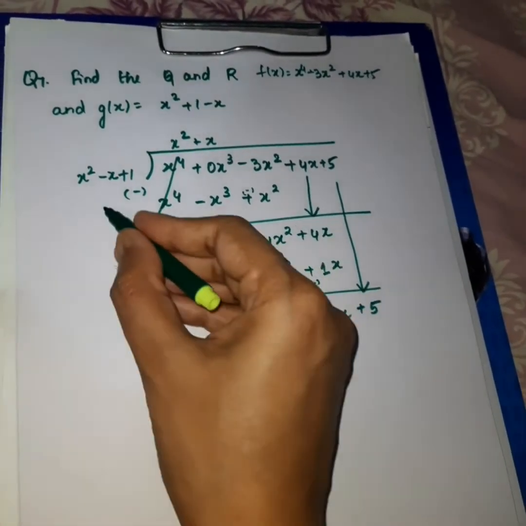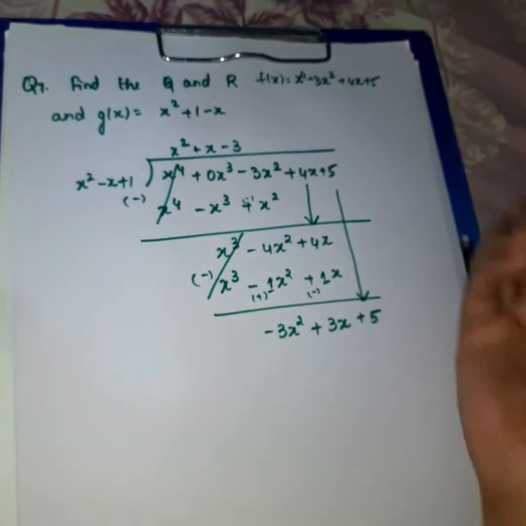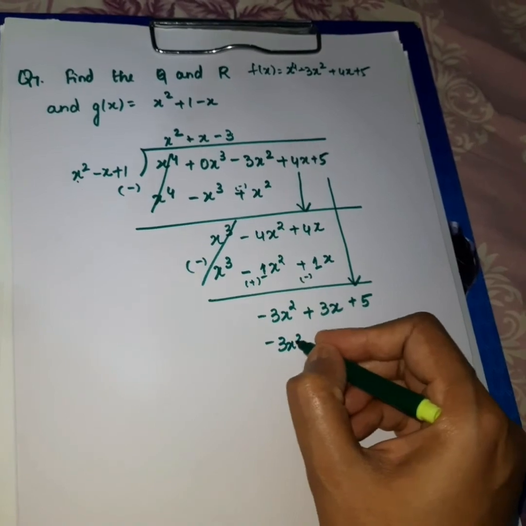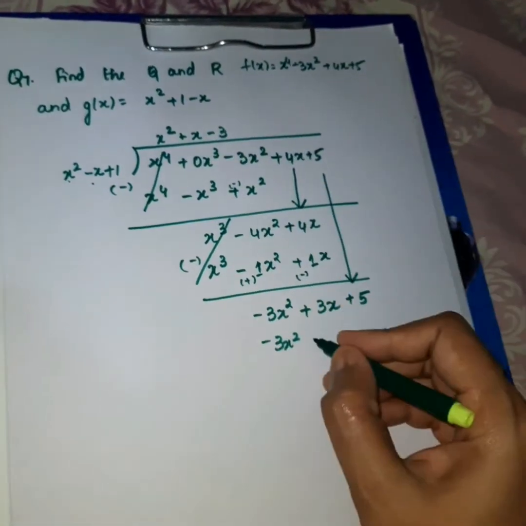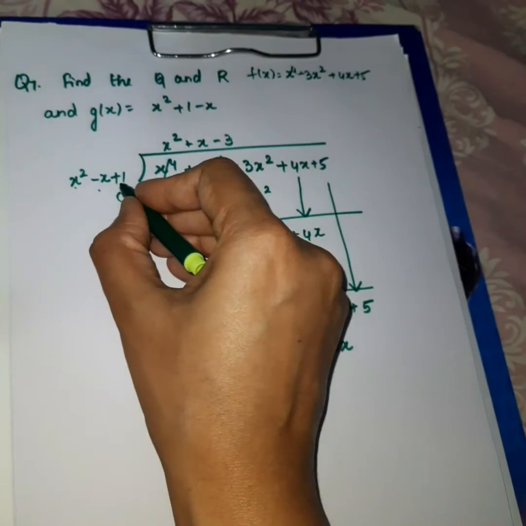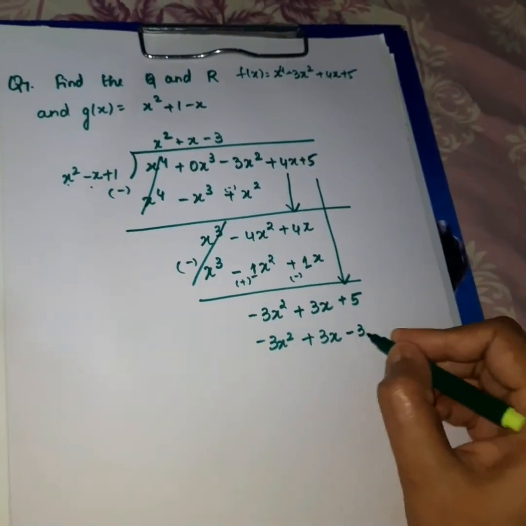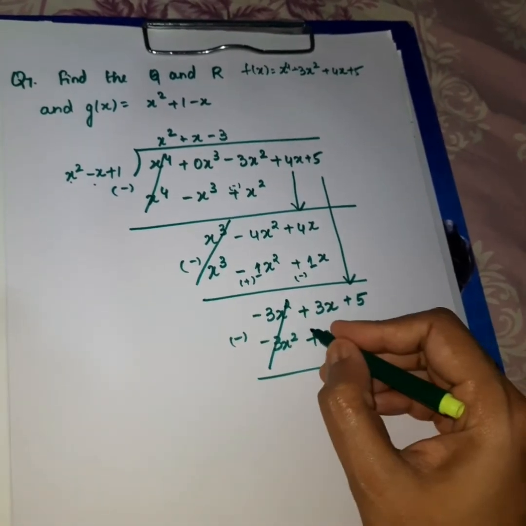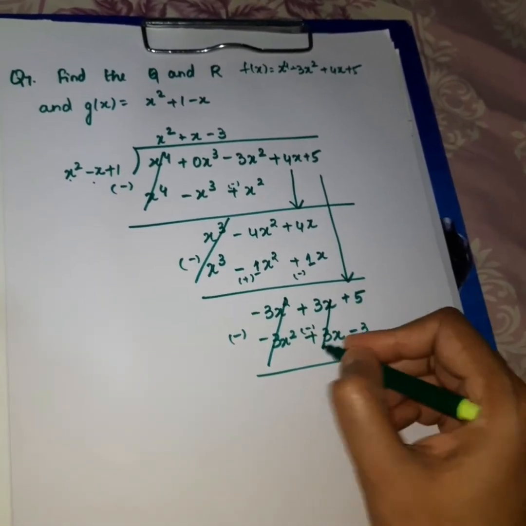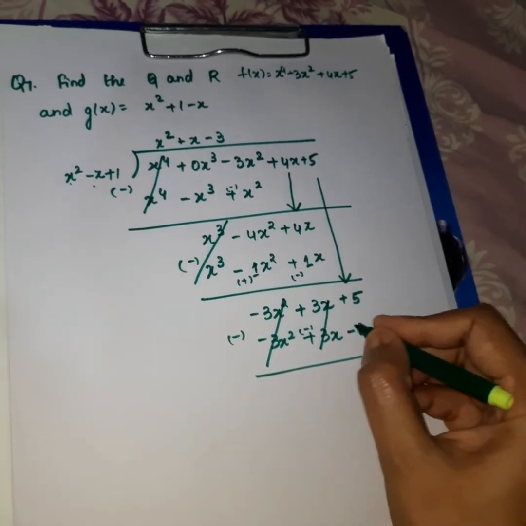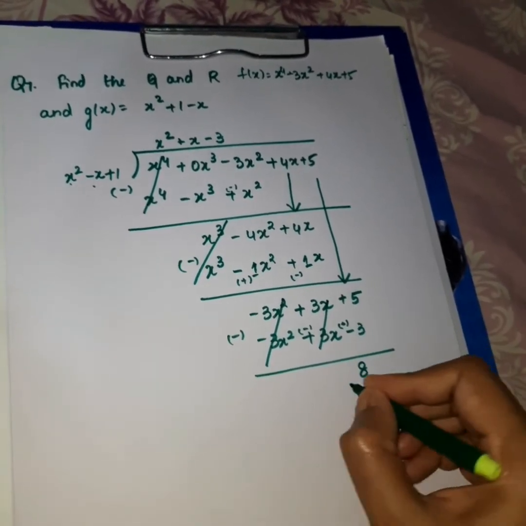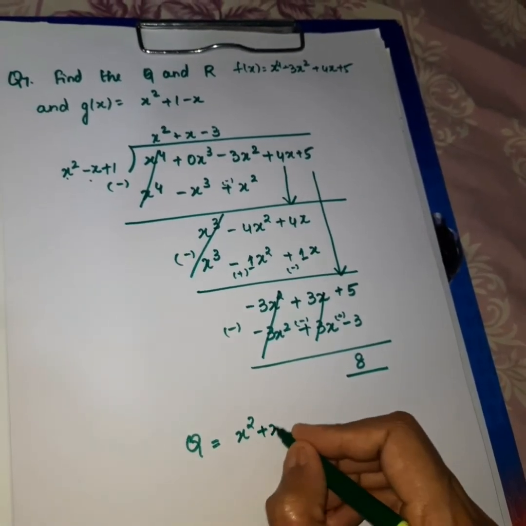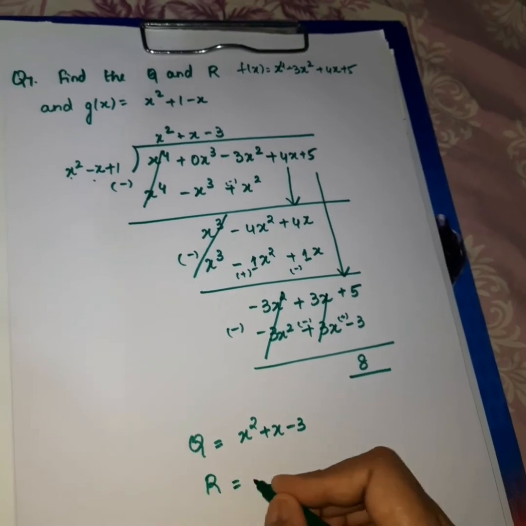So just by adding minus 3, we get minus 3x square. Minus into minus is plus 3x. Plus 1 minus 3 is minus 3. Subtracting, the x square term goes off. This x term also goes off. And constant minus 3 becomes plus 3. So 5 plus 3 is 8. So here the quotient is x square plus x minus 3 and the remainder is 8.